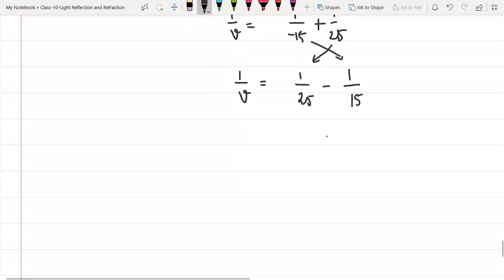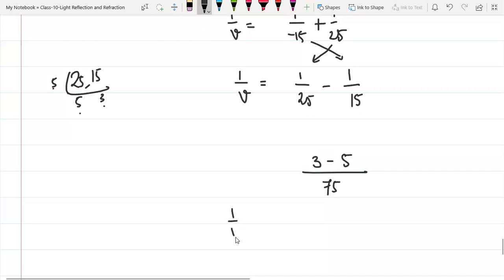Now you have to take the LCM. What is the LCM for 25 and 15? You can take 5. 3 5s are 15, 5 5s are 25. 5 5s are 25, 25 3s are 75. So 75 is the LCM, and 25 3s is minus 15 5s. So 1 by V is equal to minus 2 by 75.